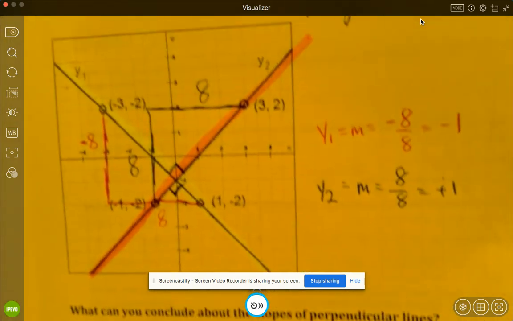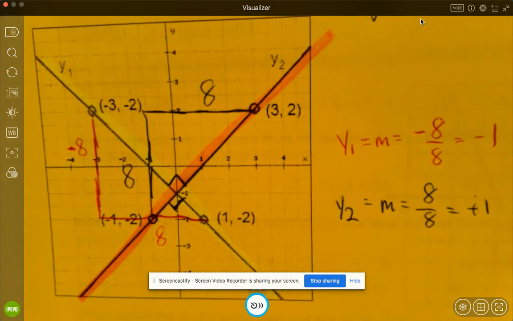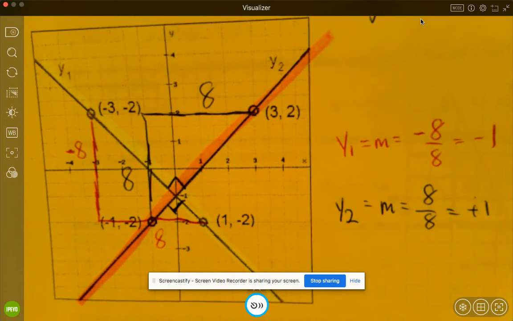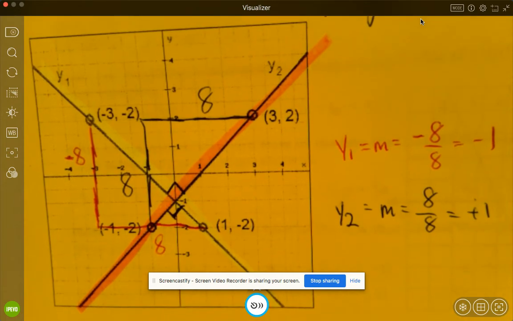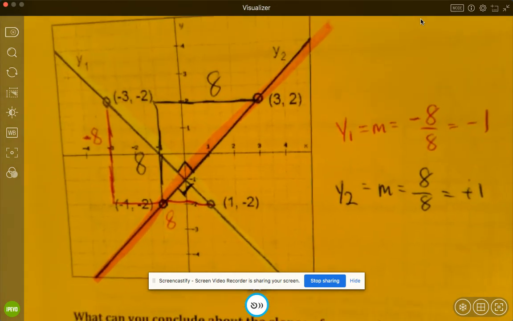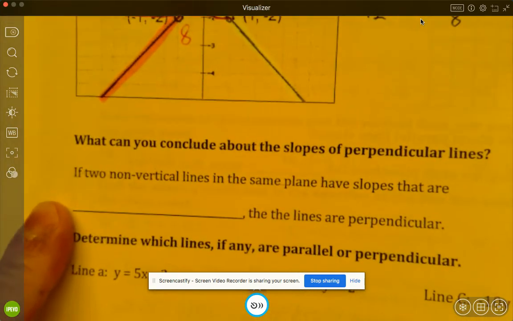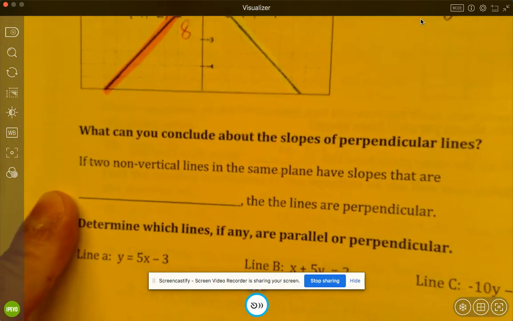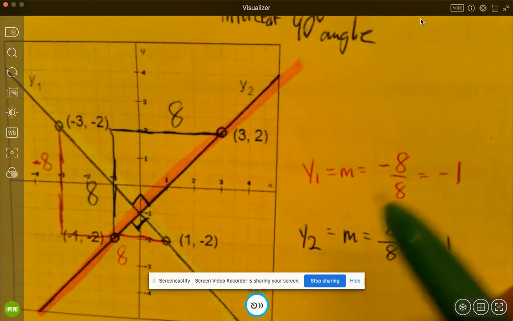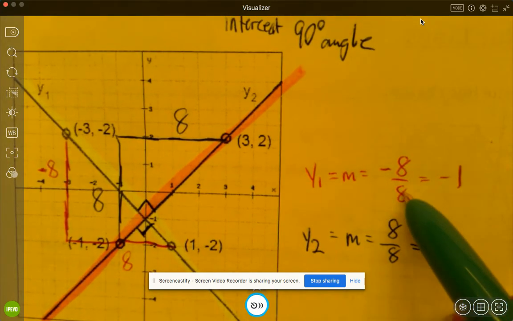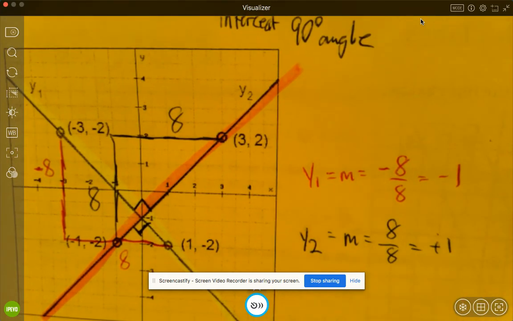Looking at that now, it could have been a better example that I could have used, which I remember now from last year. But let's make a general rule. So again, this one was down 8 over 8. This is up 8 over 8.